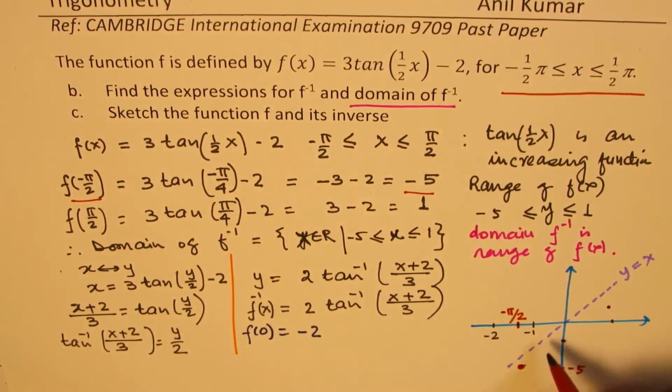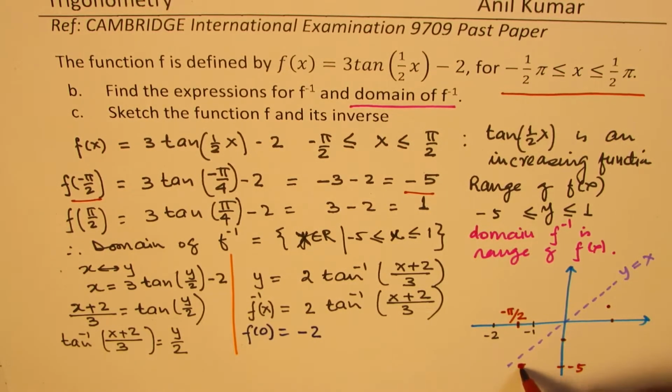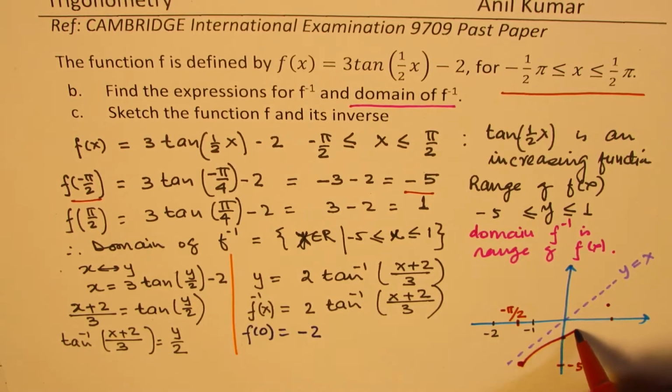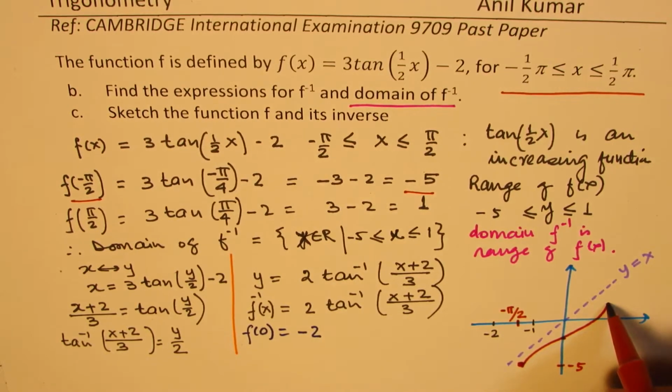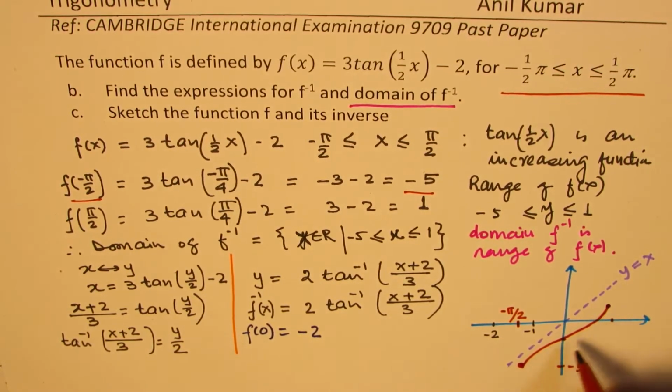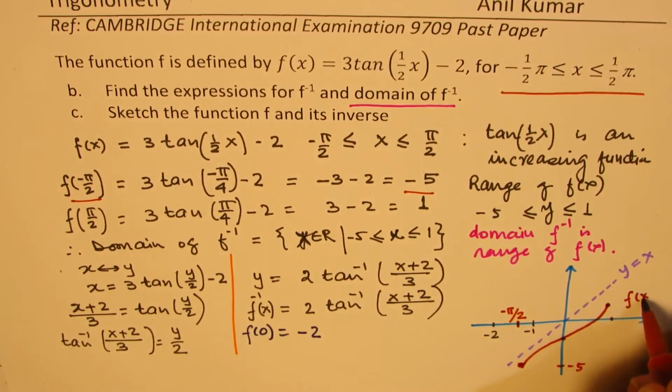So that means we could actually draw a tangent curve which is kind of like this. Right, so that's the shape of the tangent curve. I've just squeezed in this portion since we didn't want to go so much down. So that becomes f of x for us. Is that clear to you?